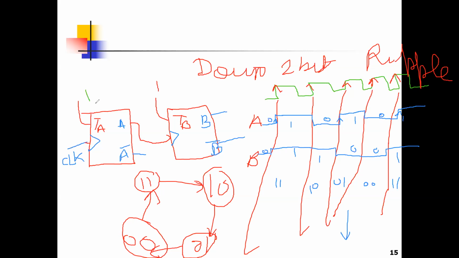And girls, you can draw this diagram using D also. Can you tell me how? It will not give me the previous. Yeah, that's why I'm saying, but for the D flip-flop, if you are giving here 1, it will give you 1. If you are giving 0, it will give you 0. So for D flip-flop, how will you get the complement of previous? How? Tell me.